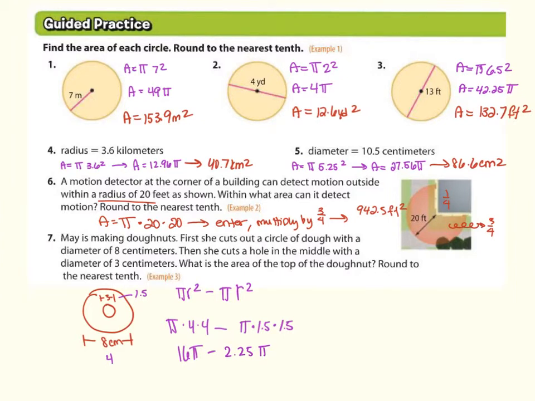All right. So we get 16 times pi as roughly 50.27, and then 2.25 times pi is roughly 7.07. After we subtract that, we should get an answer of about 43.2 centimeters squared.